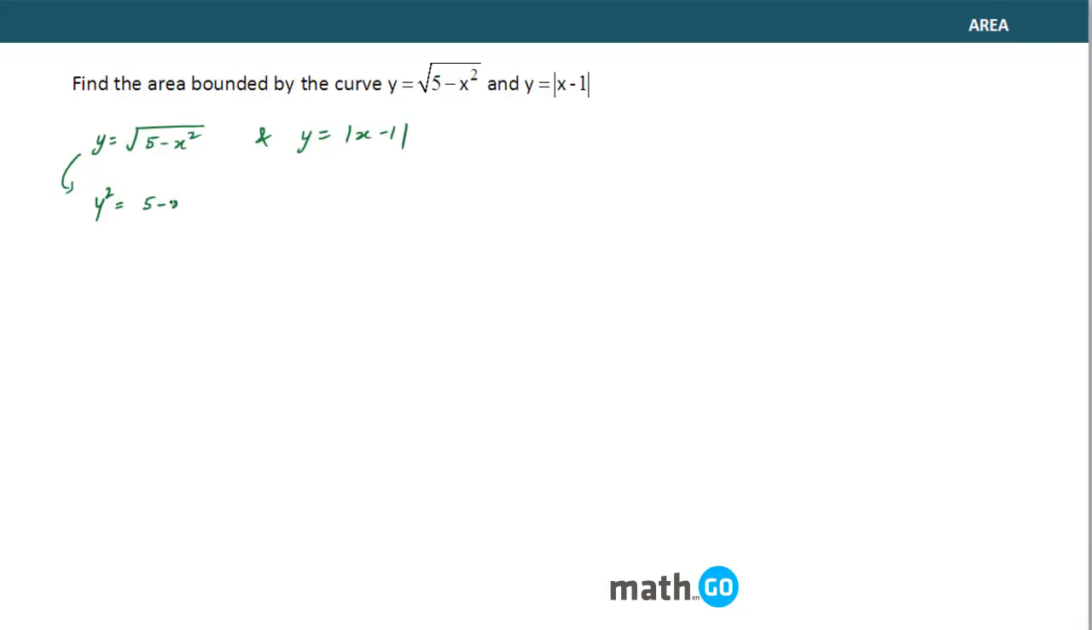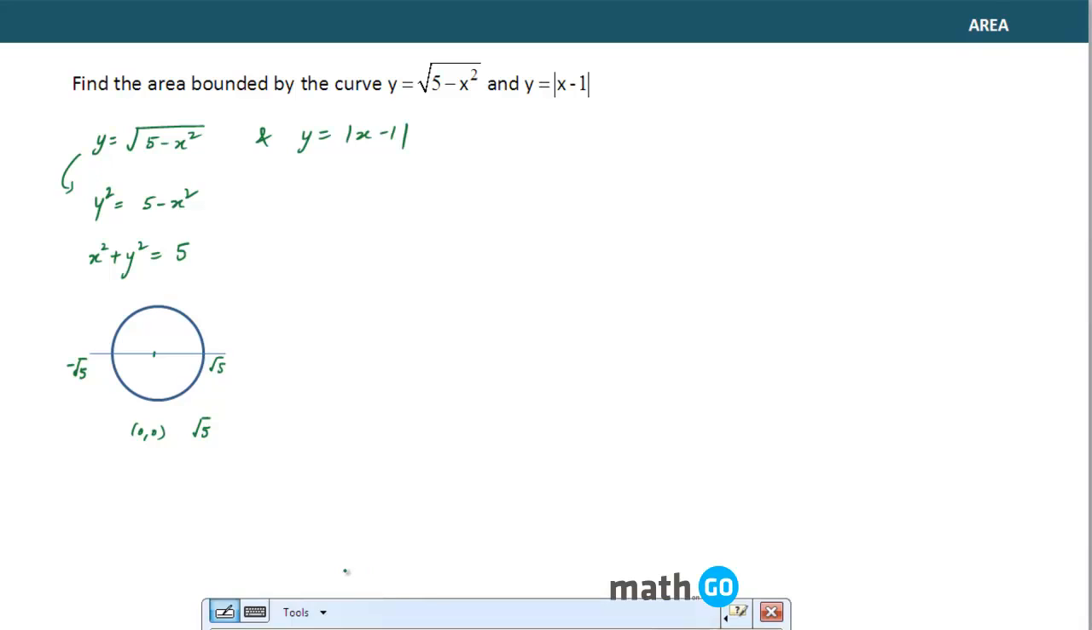So this becomes y square equals 5 minus x square, and if you see this, this is nothing but the equation of a circle. So this is the circle x square plus y square equal to 5, and it has center 0 comma 0. So this is what you will get, that center is 0 comma 0 and radius is root 5. So this point is root 5 and this is minus root 5. Now the answer to this is that it is not a circle. That is the problem, that we think that this is a circle. This is not a circle.